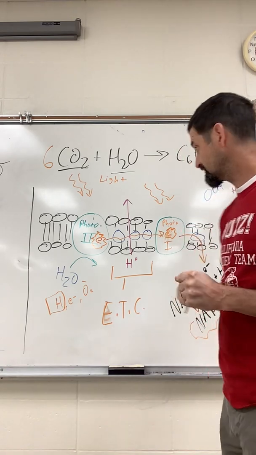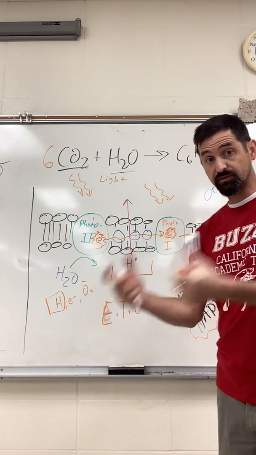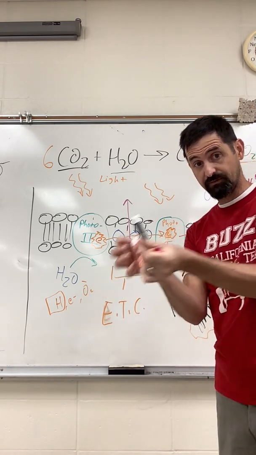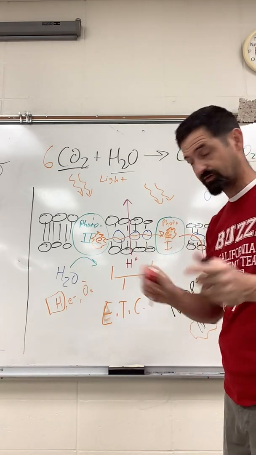Now, unlike just a free electron sitting around, it can hold on to it for a bit longer, and we can move it. It's those oven mitts that can grab the electron and move it around inside of this chloroplast instead of just letting it float around.